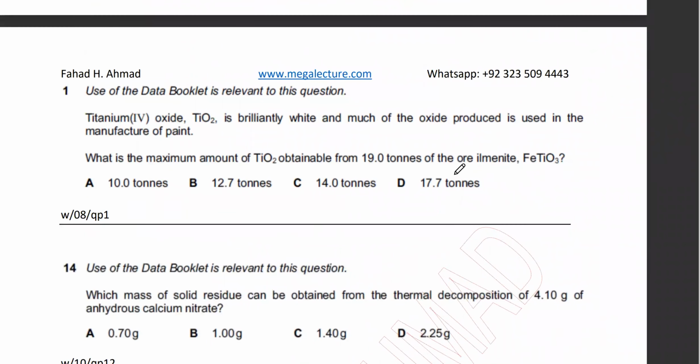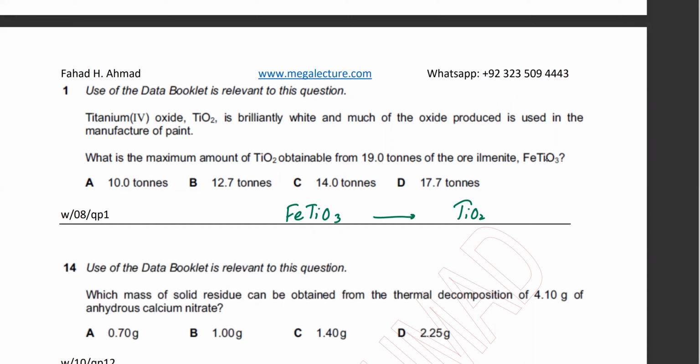Let's quickly talk about this question. Remember, you need to find the ratio. You need to have equations with you. You need to know the ratio of the substances, just like a cooking recipe, you need to know in what ratio they're going to mix together. So in this question, you've got an ore, which is FeTiO3, and you have to obtain the maximum amount of TiO2. He's saying, what is the maximum amount of TiO2 obtainable from this ore? So we're trying to extract TiO2.